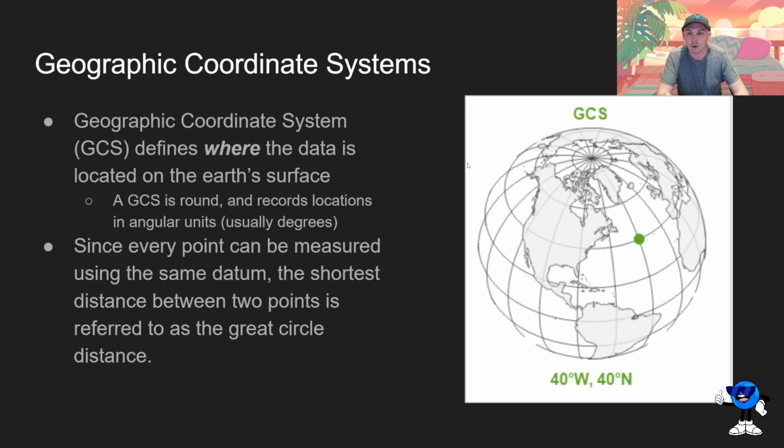So geographic coordinate systems, GCS, define where the data is located on the Earth's surface. A GCS is round and records locations in angular units, which is usually degrees. And since every point can be measured using the same datum, the shortest distance between 2 points is referred to as the great circle distance.